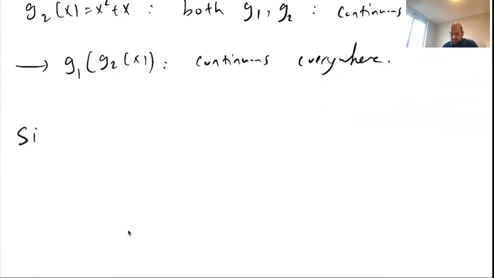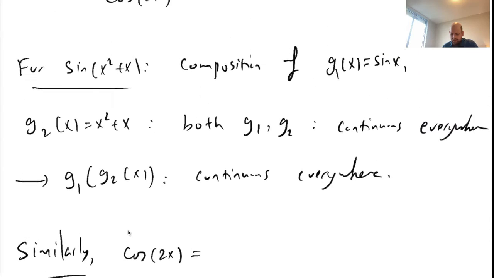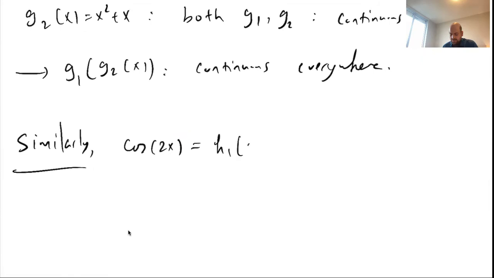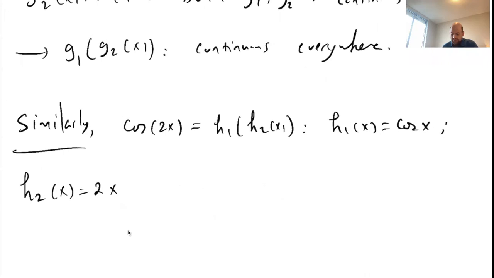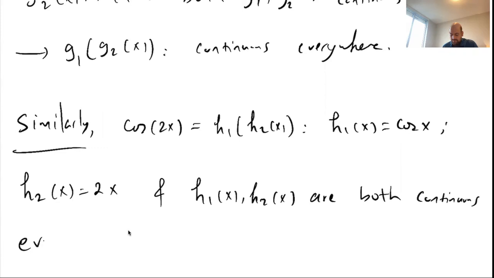What about cos 2x? Similarly, cos 2x is equal to the composition h1 of h2 of x, where h1 of x is cos x and h2 of x is 2x. Again, we can similarly say that h1 and h2 are both continuous everywhere. So that means h1 of h2 of x is also continuous everywhere.